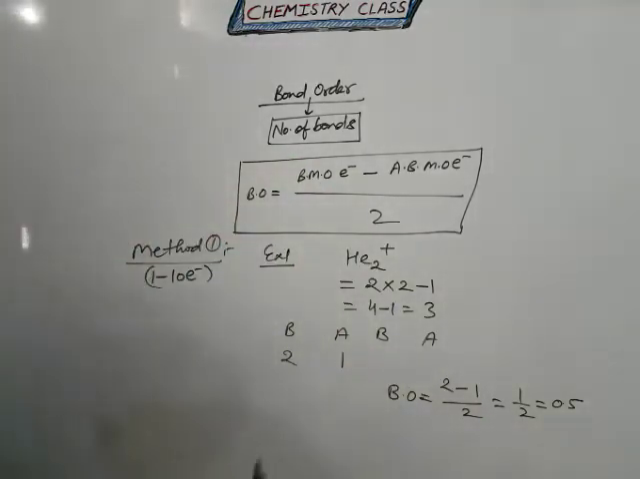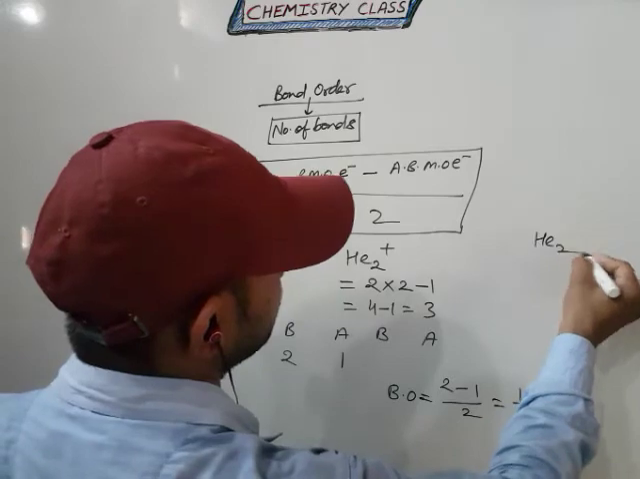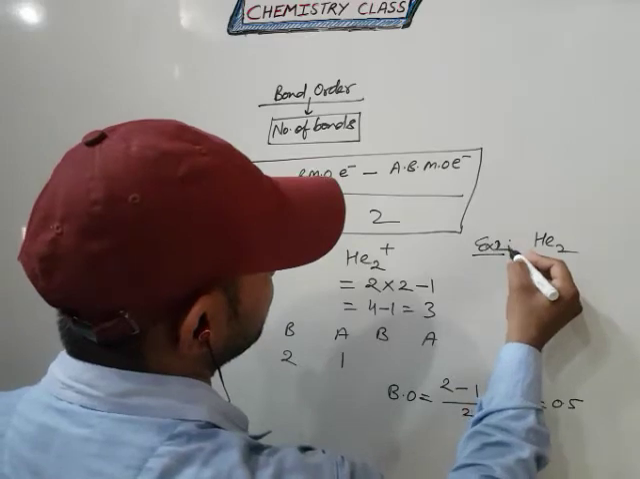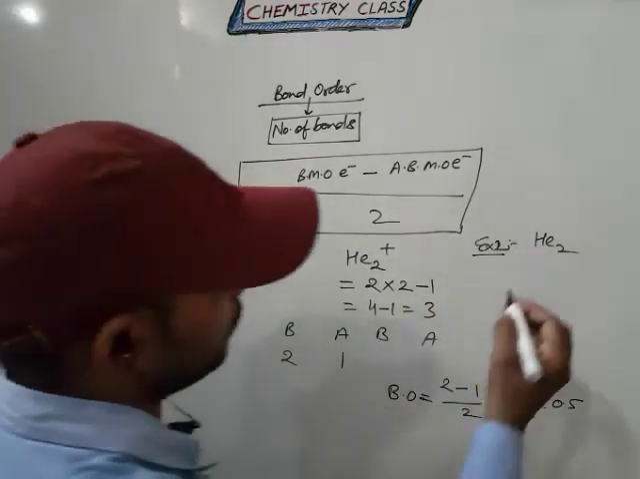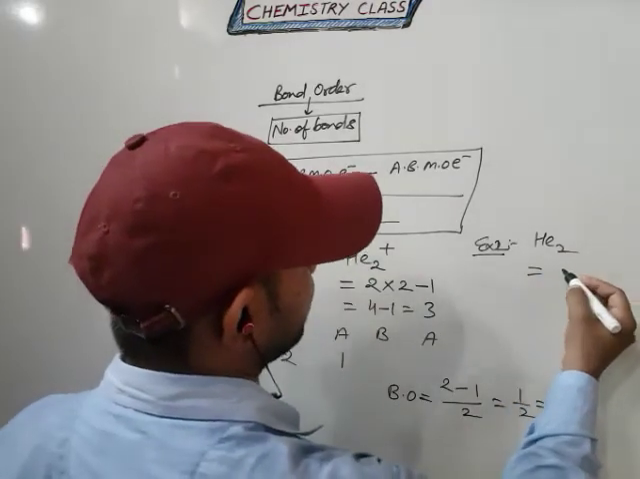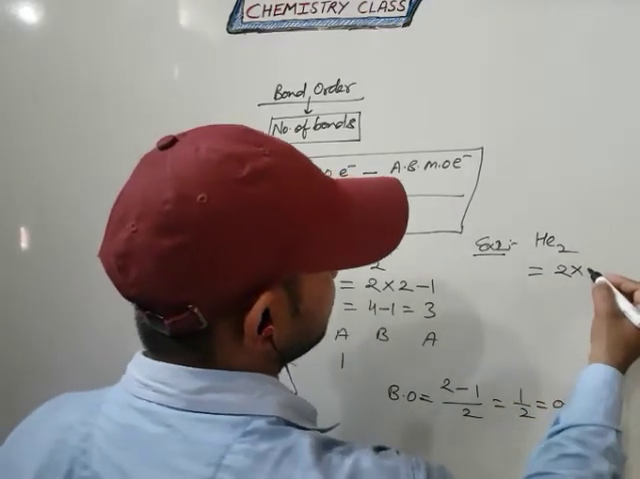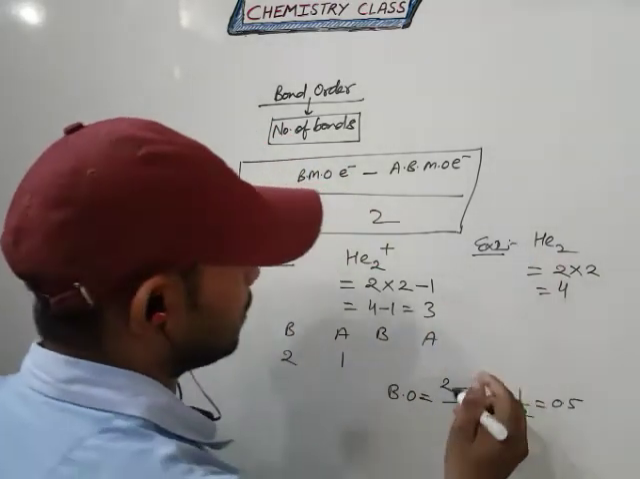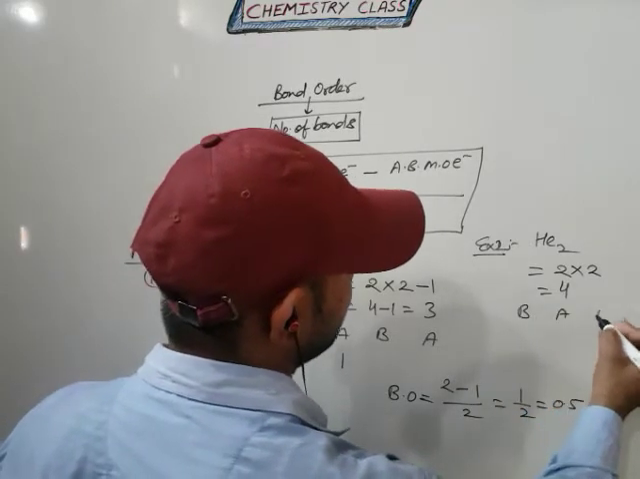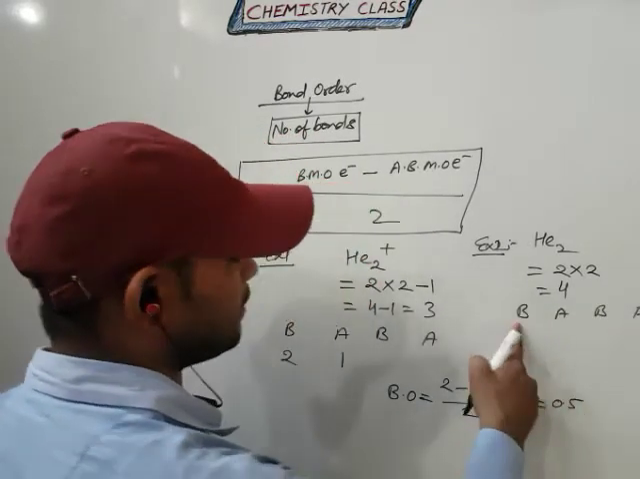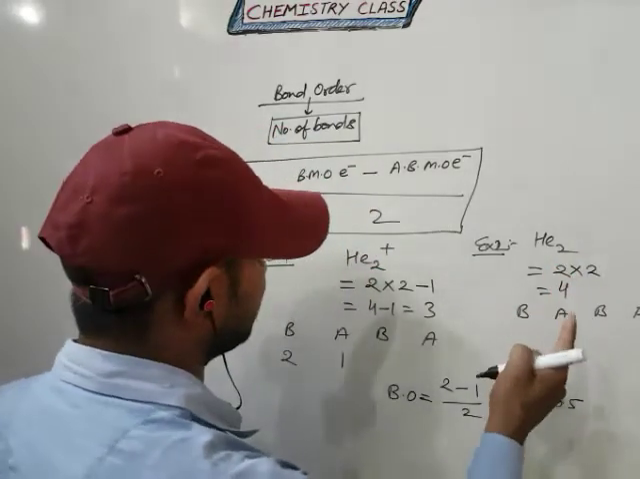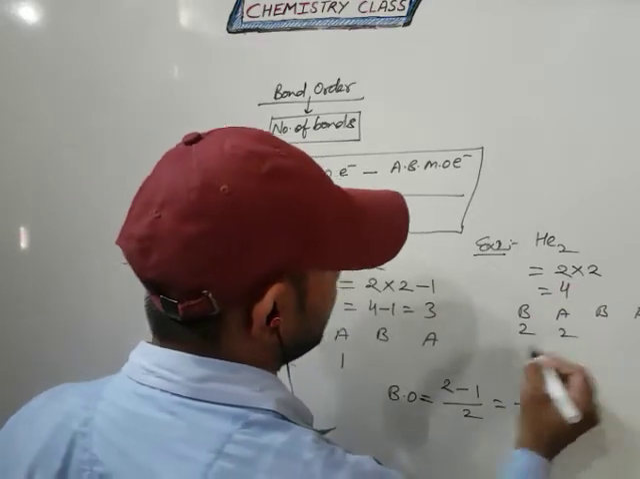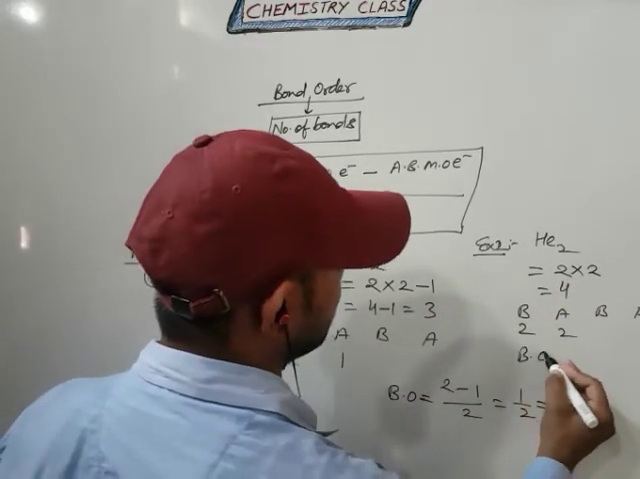Clear? And what about helium? Simple. If it is the helium molecule, there is no positive or negative charge in this example. So the number of atoms is 2, and the atomic number is 2. So 4 is the total number of electrons in helium. Now calculate the bond order. First write B, meaning bonding, anti-bonding, bonding and anti-bonding. Every bonding and anti-bonding has only 2 electrons capacity. So first you write the electrons like that and write the formula.